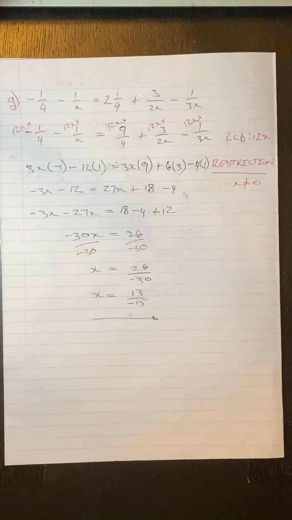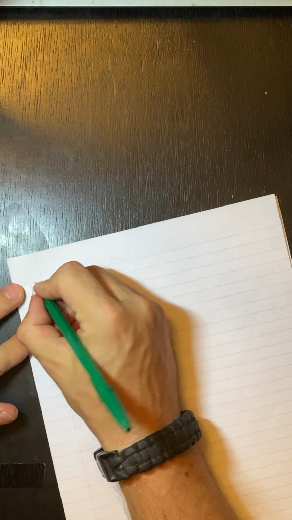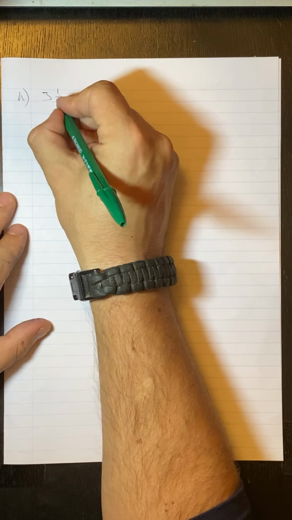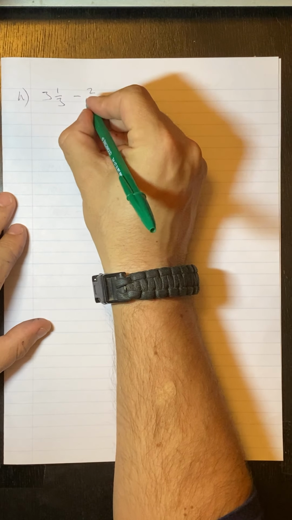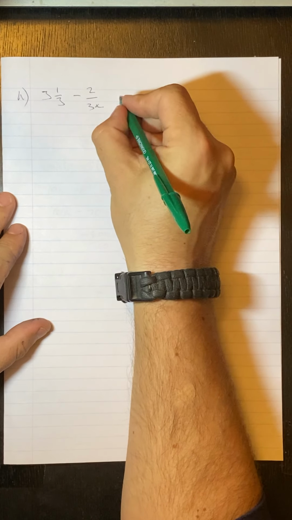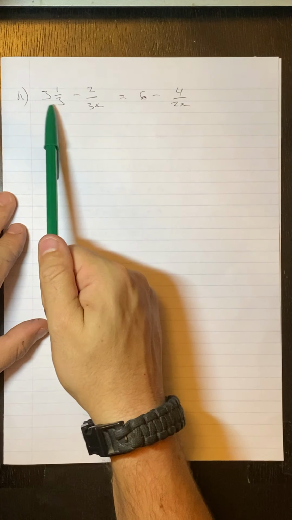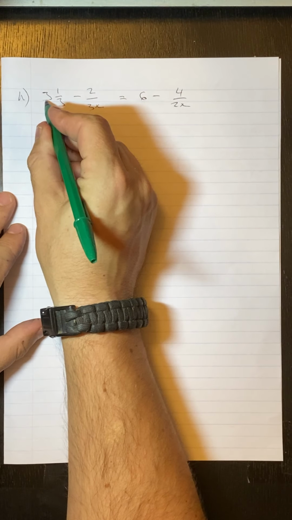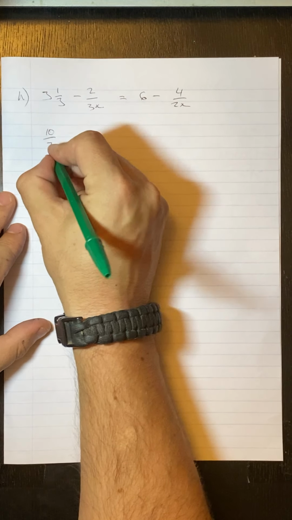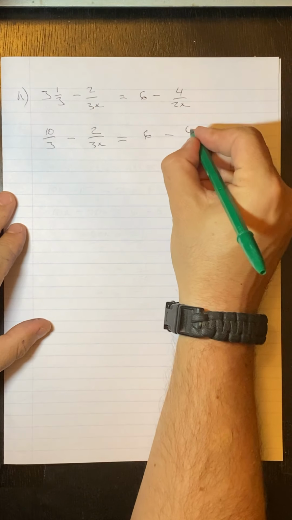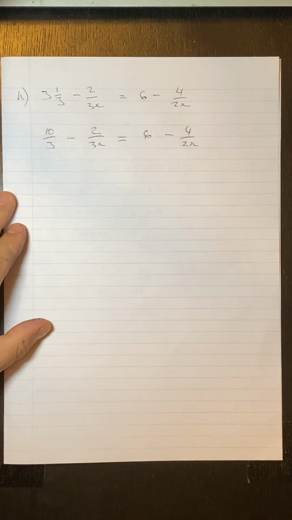All right, moving on to question H. Question H is 3 1/3 minus 2 over 3x equals 6 minus 4 over 2x. We need to convert this mixed fraction here. So 3 times 3 is 9, plus 1 is 10, over 3 minus 2 over 3x equals 6 minus 4 over 2x. Okay, now we're ready to find our LCD.